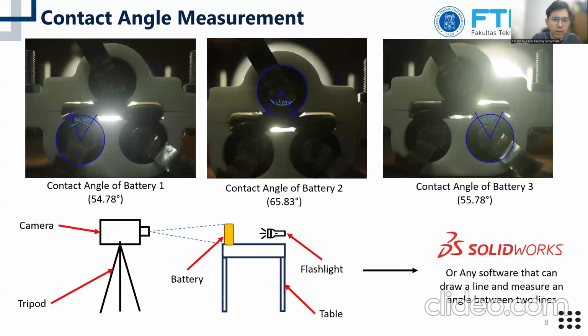Then this is the contact angle measurement. Maybe this method is highly inaccurate. However, based on this method, we can get the contact angle condition of the battery.